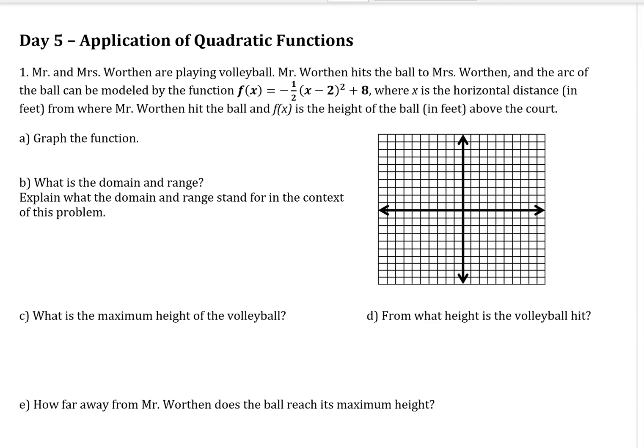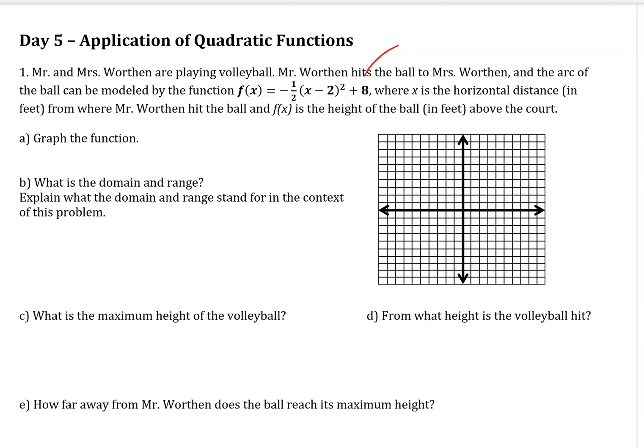Unless you work for NASA, your boss is probably never going to just hand you an equation. Instead, he's going to describe a problem. So here is a word problem. Now it does have an equation embedded in it, and that is a quadratic equation in vertex form.